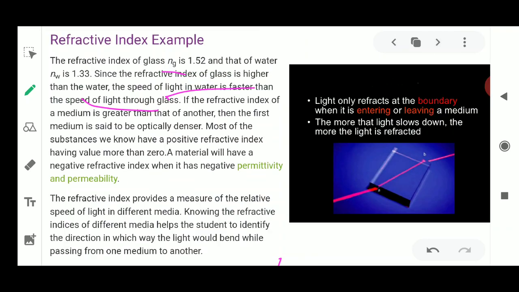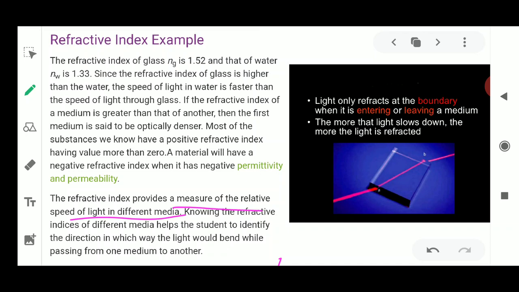Now we can see that the refractive index of one medium is greater than that of the next medium. Why this is happening, we'll explain. So we can see that one medium is optically denser and the other medium is optically rarer. We talked about the optically denser medium and rarer medium already. Now we can see that if the value is more than 0, the refractive index is always positive. And negative refractive index means that a material will have a negative refractive index when it has a negative permittivity or permeability.